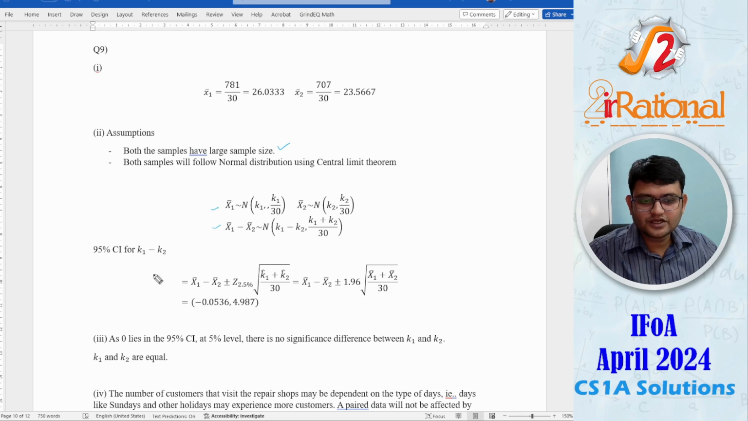So I have shown that here and then calculated the confidence interval for K1 minus K2. So just have x bar 1 minus x bar 2 plus minus z 2.5 under root of the variance, that is K1 plus K2 by 30. We will take the hats, that is the estimates for this K1 and K2, that is x bar 1 and x bar 2. So the confidence interval would be minus 0.0536 to 4.987. So the 0 does lie between this confidence interval, although it is just on the border.